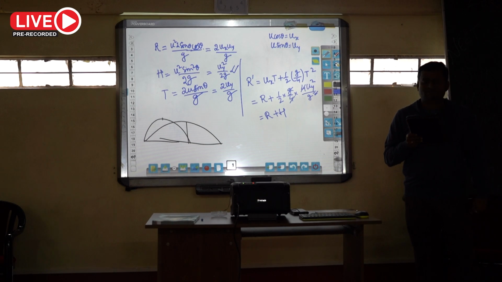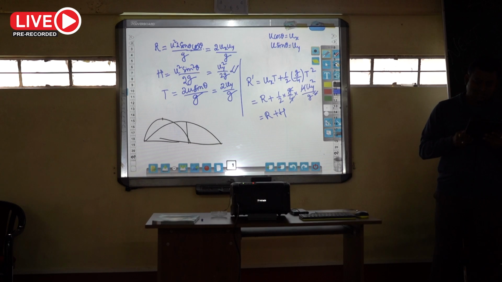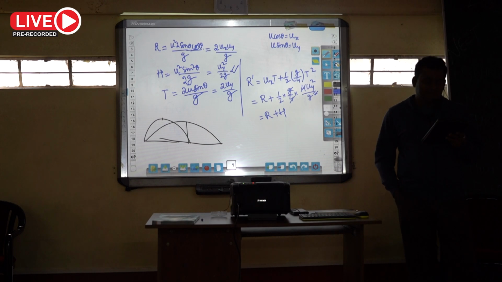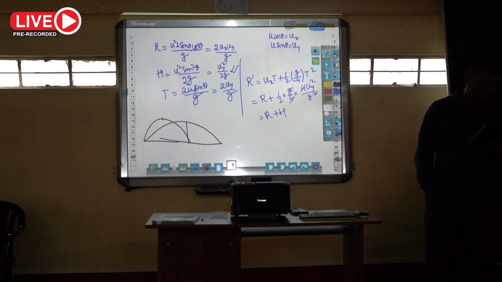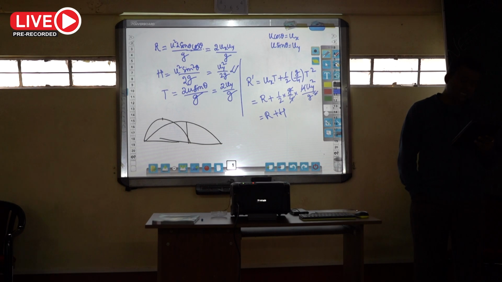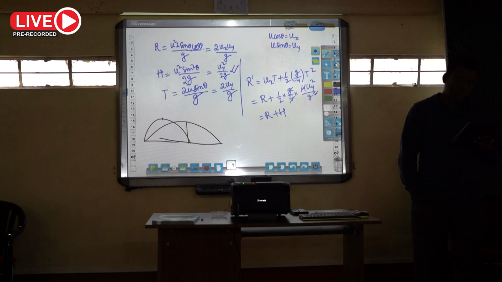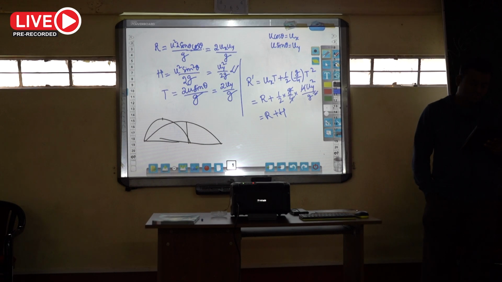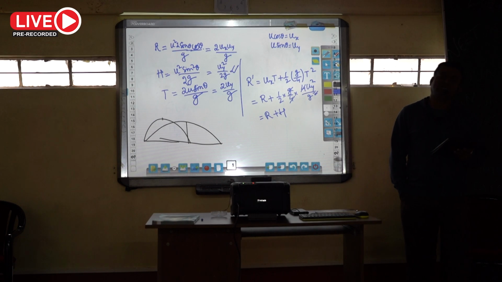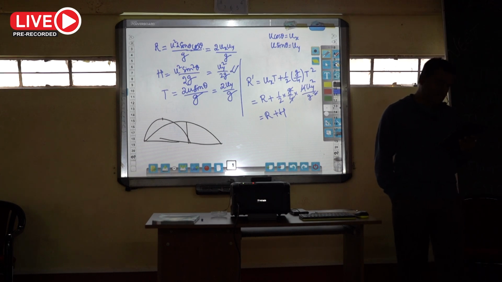Question number 24. A particle of mass m is projected with velocity u, making an angle 45 degree with horizontal.